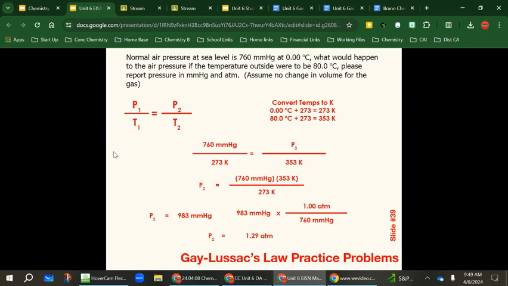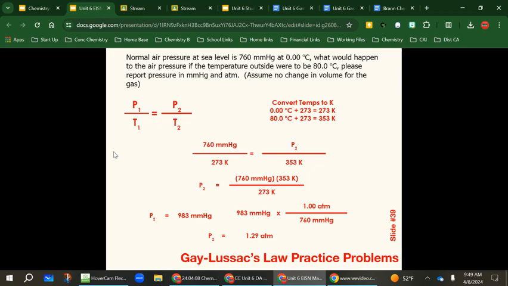Now, in a minute, you're going to be working problems that might be Charles, that might be Avogadro's, that might be Gay-Lussac's. You have to recognize what numbers they're giving you. 760 mmHg, this is a pressure. 0 degrees Celsius the temperature, 80 degrees Celsius the temperature. The only gas law that we have that involves pressure and temperatures is Gay-Lussac's. The only one that involves volume and temperature is Charles.